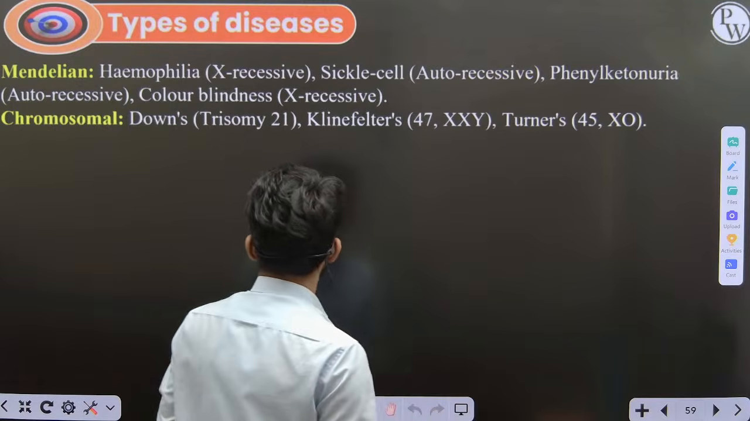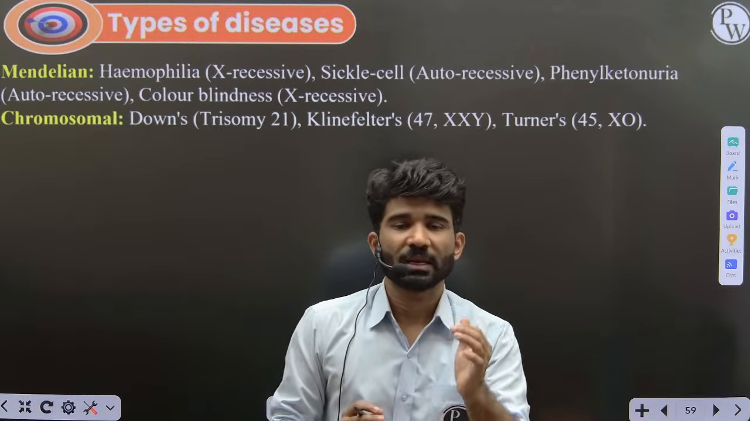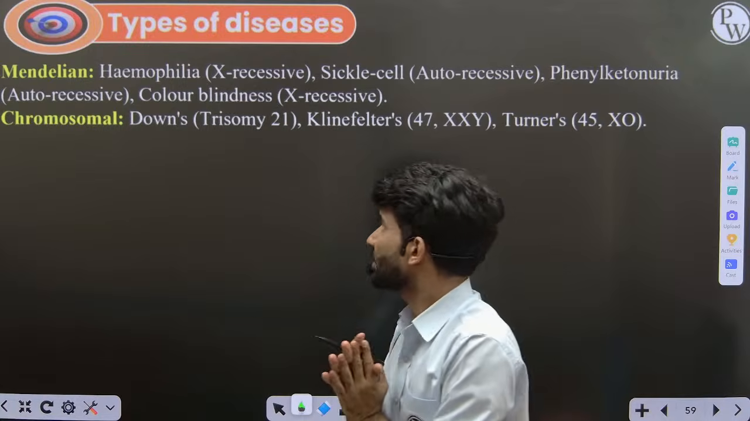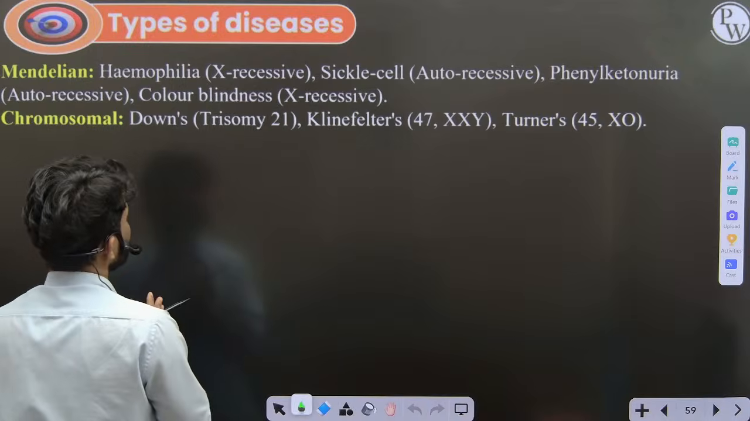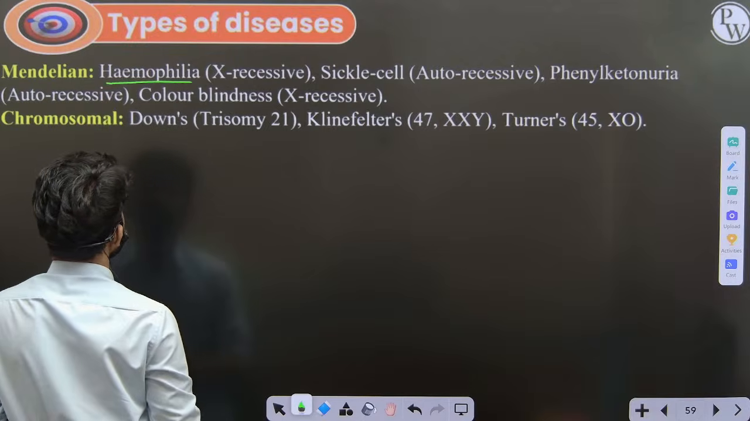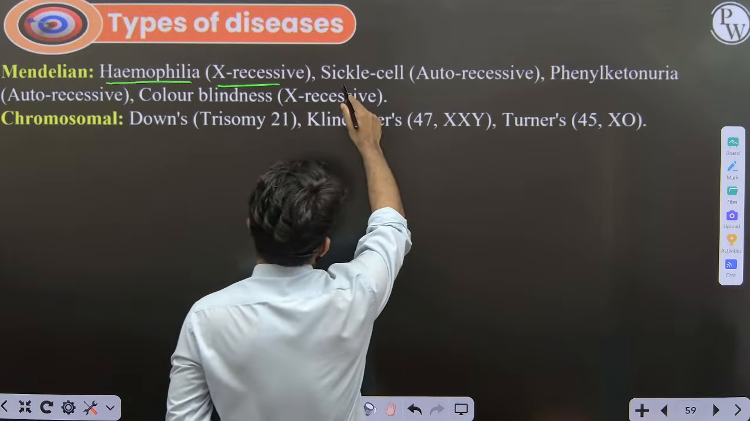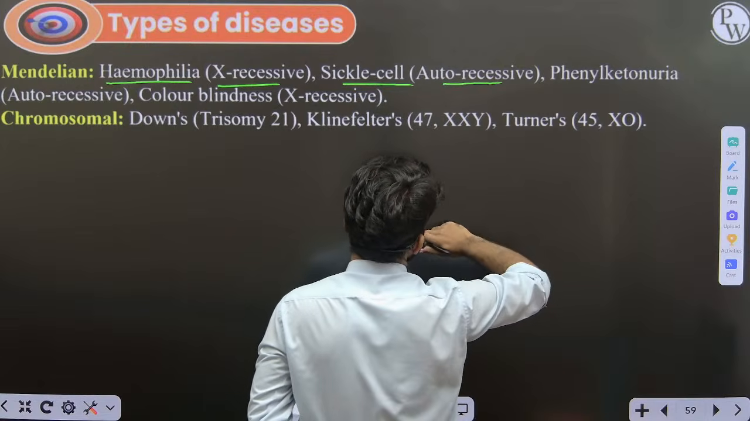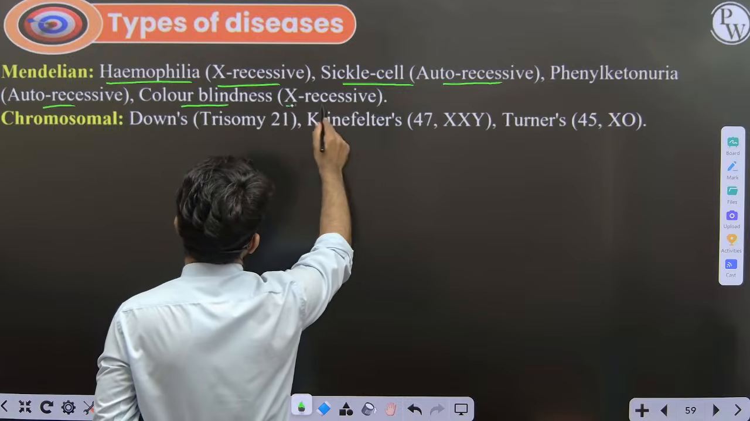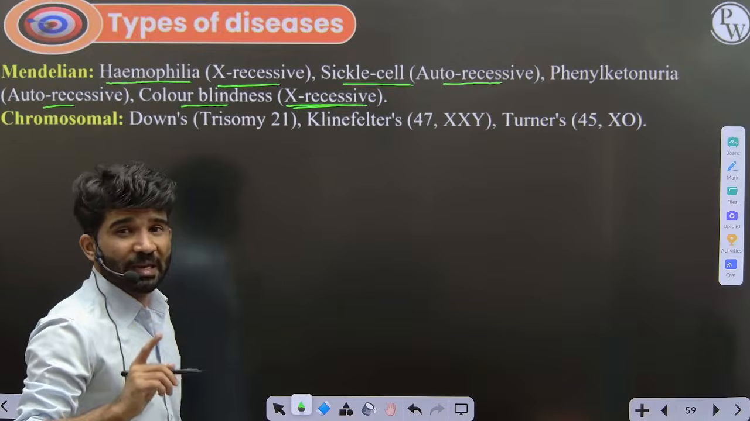So we will see the types of diseases. There are two types of diseases mainly classified: one is the Mendelian disorder, another one is the chromosomal disorder. Mendelian disorders are those which follow Mendelian inheritance. Hemophilia is X-linked recessive, sickle cell anemia is autosomal recessive, phenylketonuria is again autosomal recessive, and color blindness is also X-linked. All these are examples of Mendelian disorders.